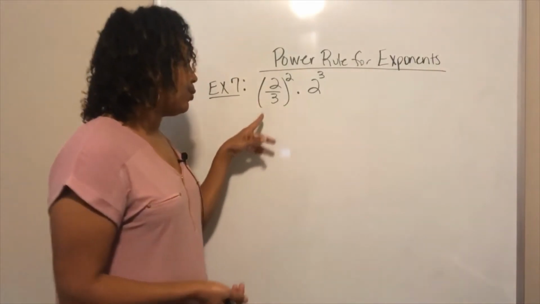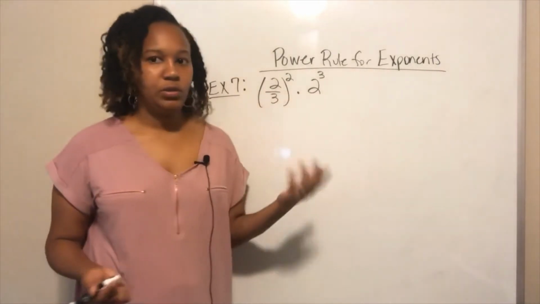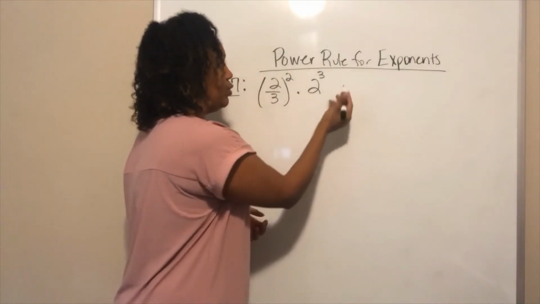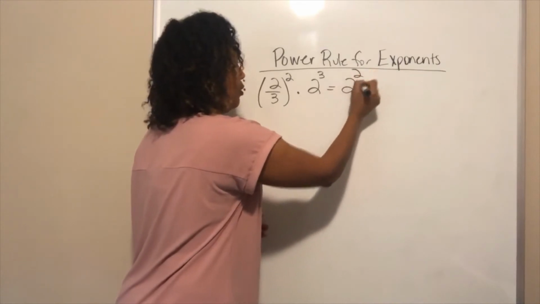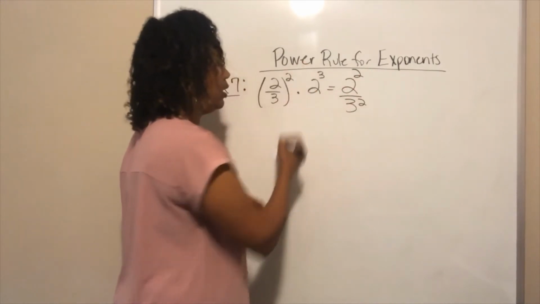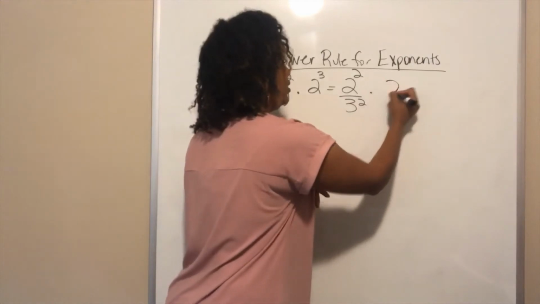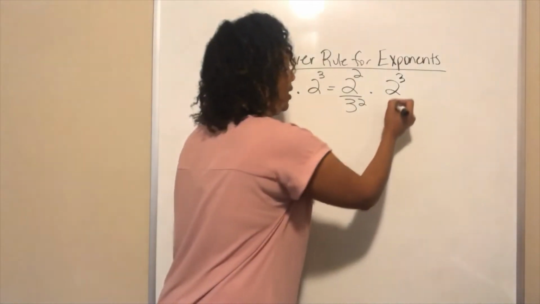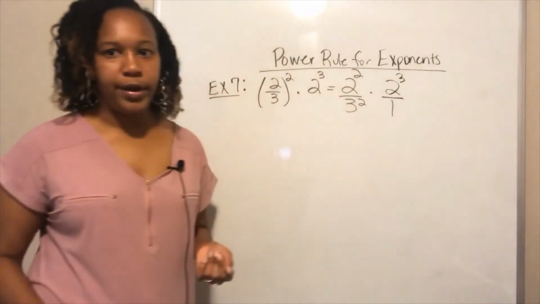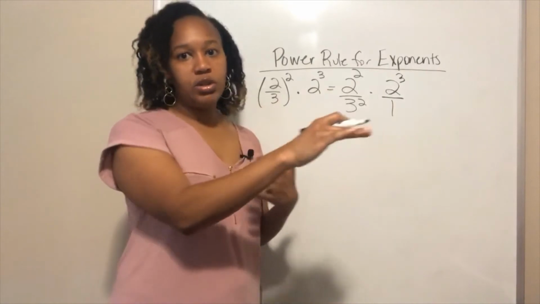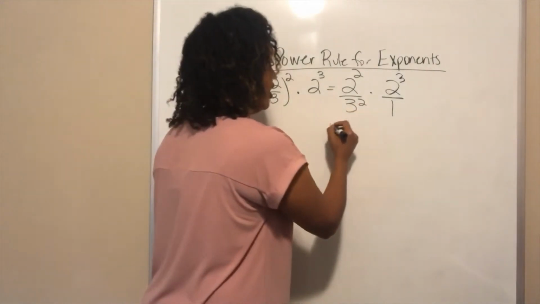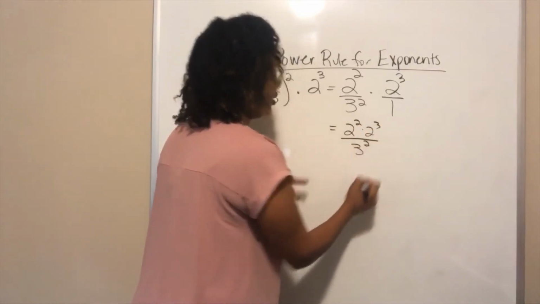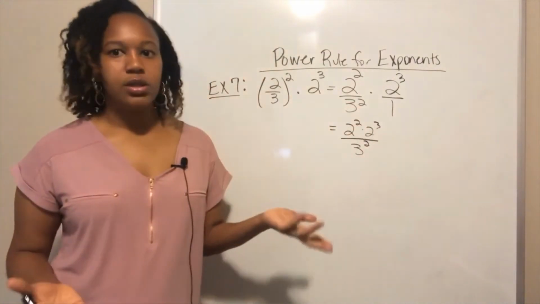So for this example, I want to do 2 over 3 to the second power times 2 to the third. So because I have two things inside parentheses raised to a power, I'm going to rewrite this as both of those to that power. So 2 to the second and 3 to the second. And then I still have this 2 to the third over here. And because I have a fraction times this number, I'm going to make this a fraction as well by writing it over 1. So when you multiply fractions, you multiply across. So here I would get 2 to the second times 2 to the third. And on the bottom, I would just get 3 to the second because 3 to the second times 1 is just 3 to the second.